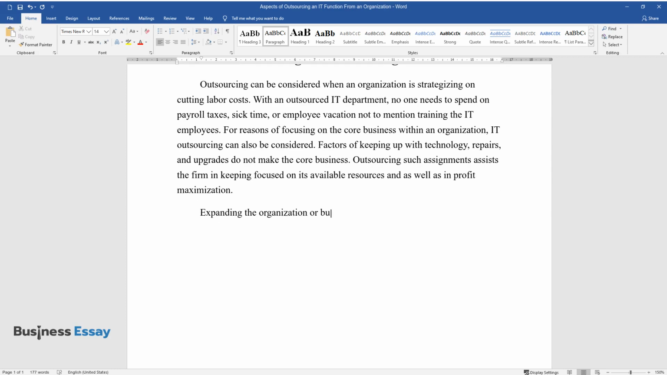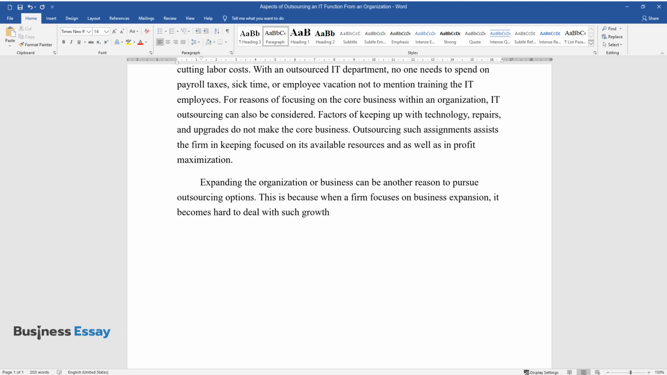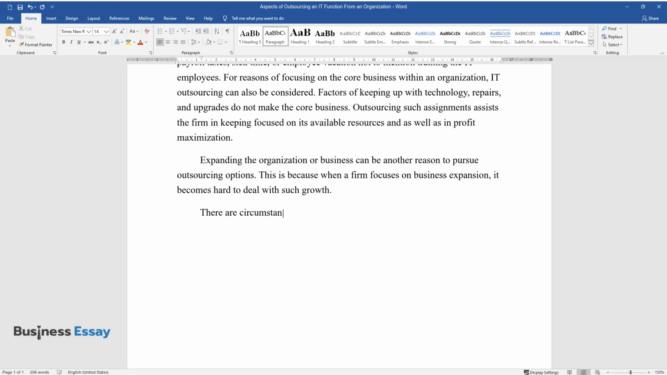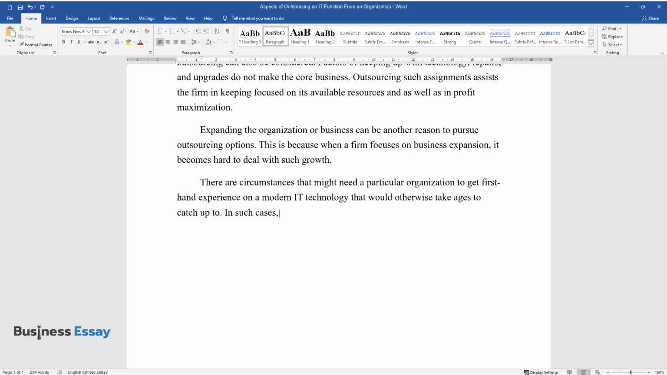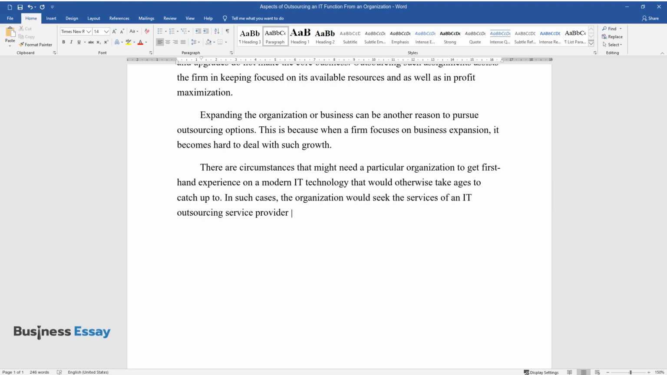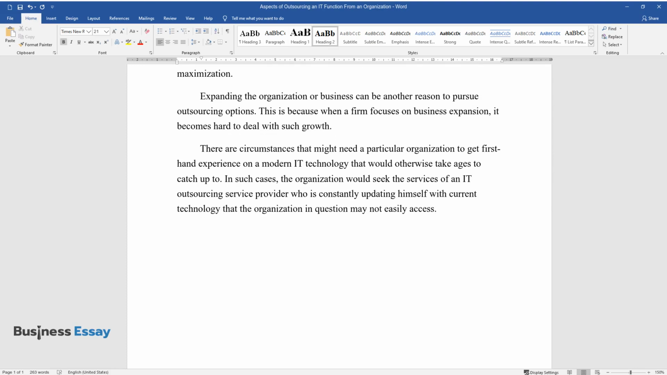Expanding the organization or business can be another reason to pursue outsourcing options. This is because when a firm focuses on business expansion, it becomes hard to deal with such growth. There are circumstances that might need a particular organization to get first-hand experience on a modern IT technology that would otherwise take ages to catch up to. In such cases, the organization would seek the services of an IT outsourcing service provider who is constantly updating himself with current technology that the organization in question may not easily access.